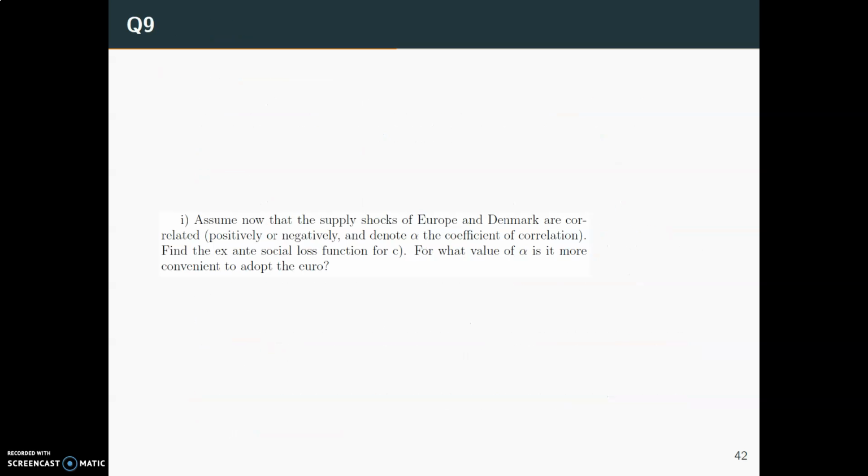Okay, and now finally question 9 or question I. Assume now that the supply shocks of Europe and Denmark are correlated, positively or negatively, and denote alpha the coefficient of correlation. Find the ex-ante social loss function for C. For what values of alpha is it more convenient to adopt the euro?